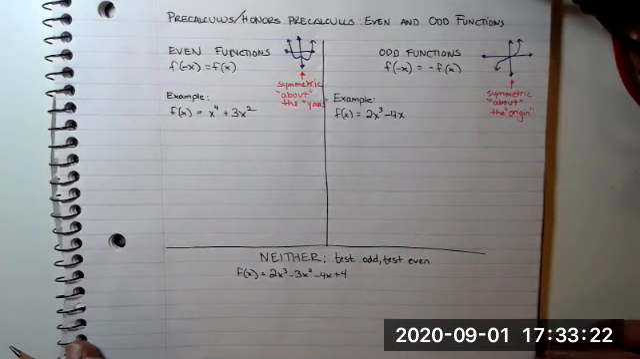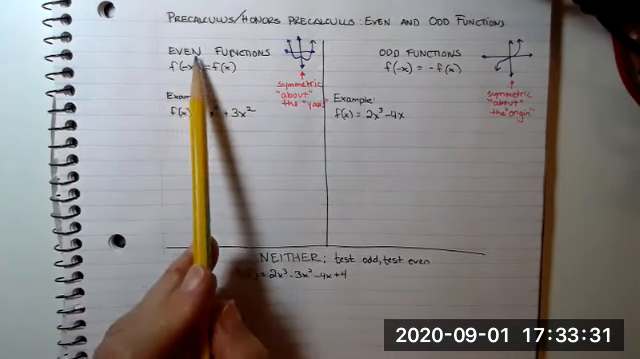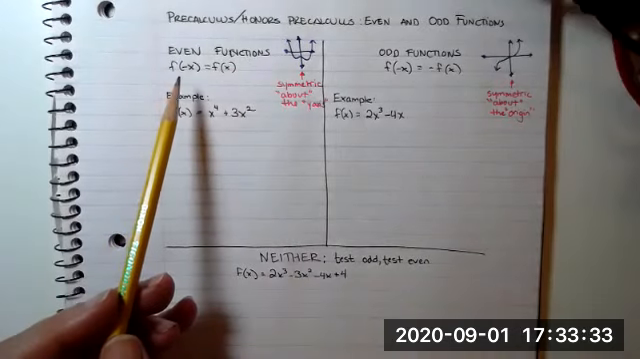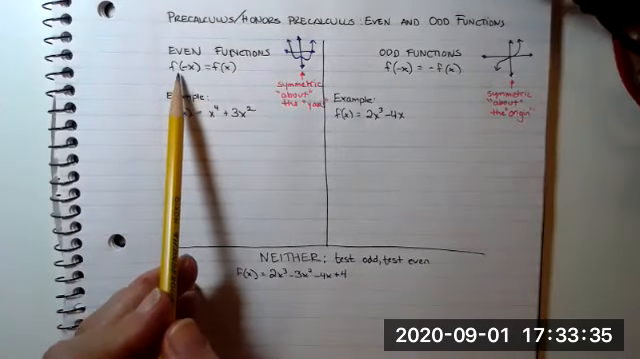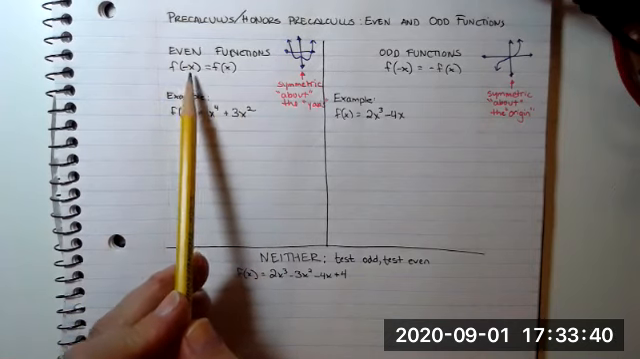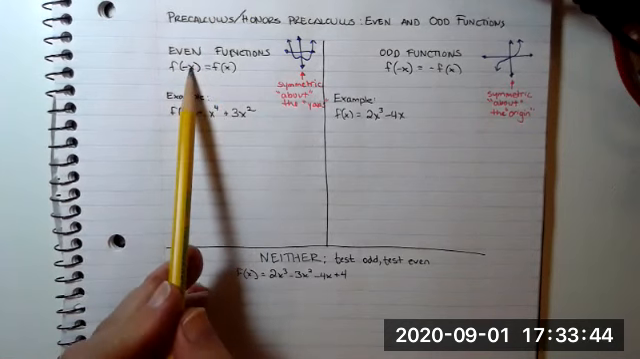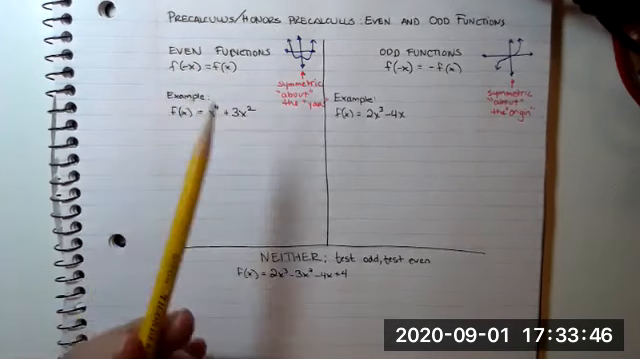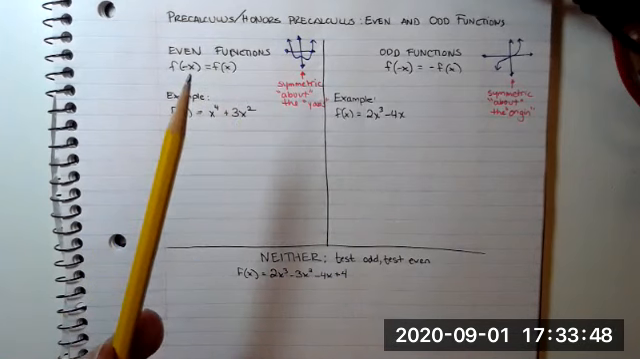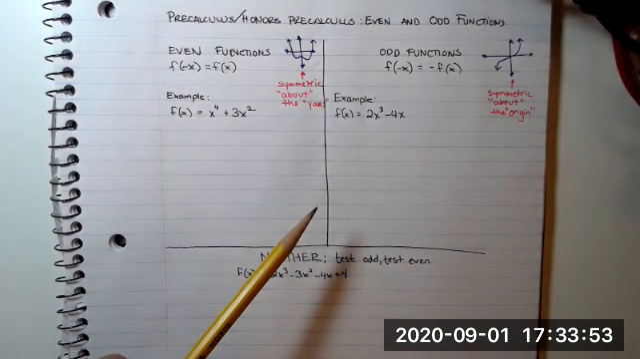What we're going to do today is look at how you determine whether a function is even or odd algebraically. So we'll start with even functions. With even functions, the way you can determine if it is even is if f of negative x is equal to f of x for the entire domain. So we can't just substitute values and call it a day. We actually have to use algebra to prove that it's even.